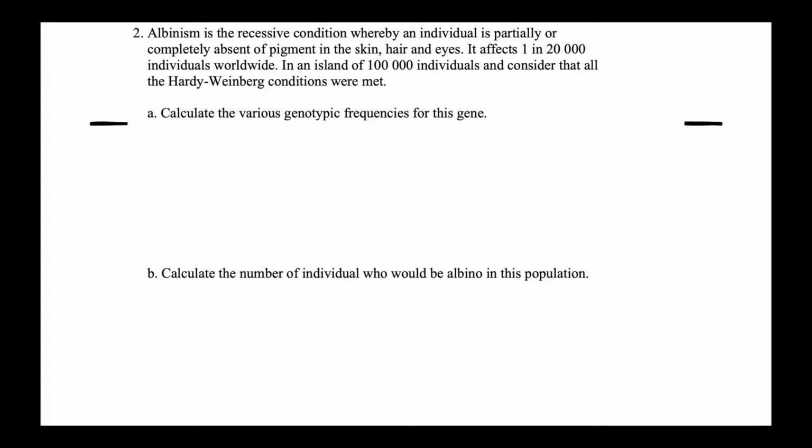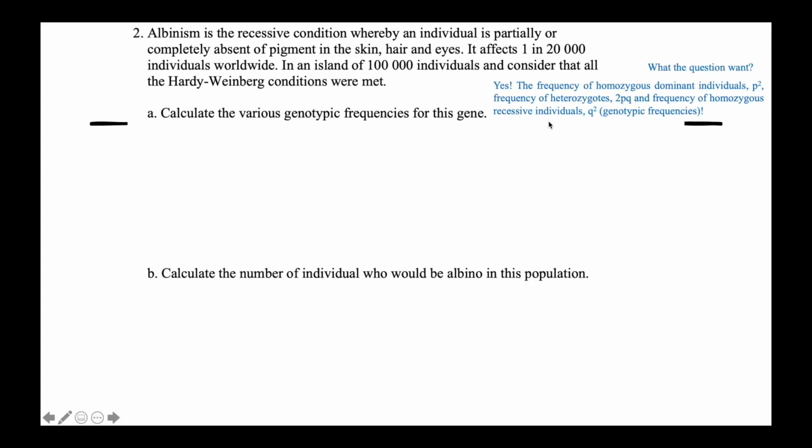You are free to pause this video if you would like to try these questions. Now back to question A. What does the question want? Various genotypic frequencies means that the question wants us to find the frequency of homozygous dominant individuals, p square, frequency of heterozygotes, 2pq, and frequency of homozygous recessive individuals, q square.